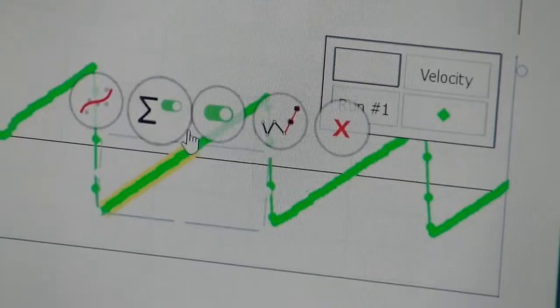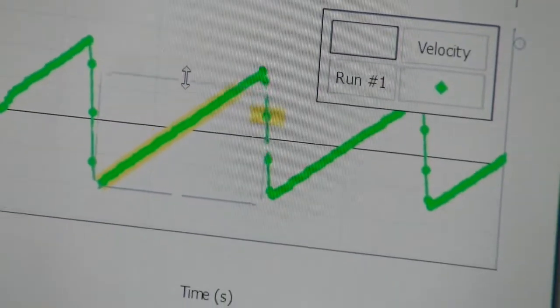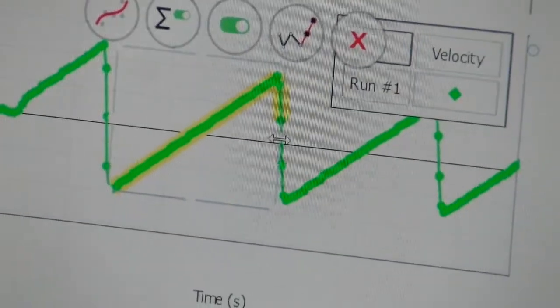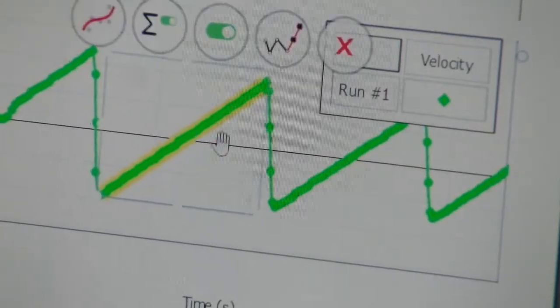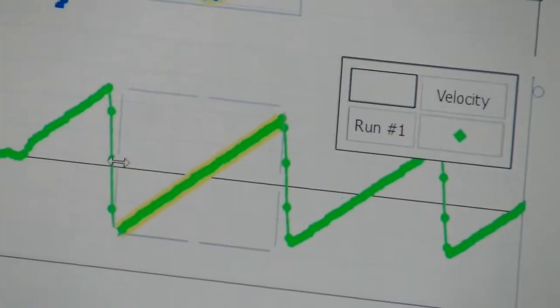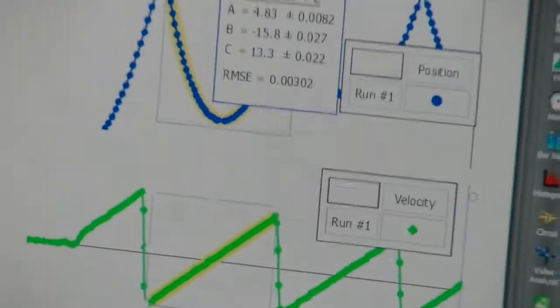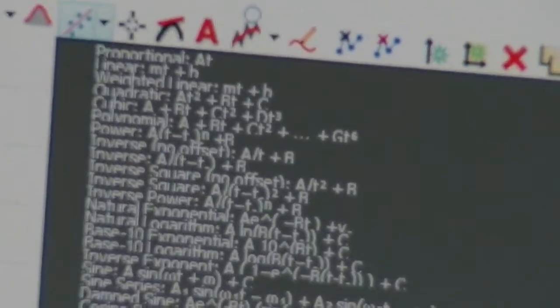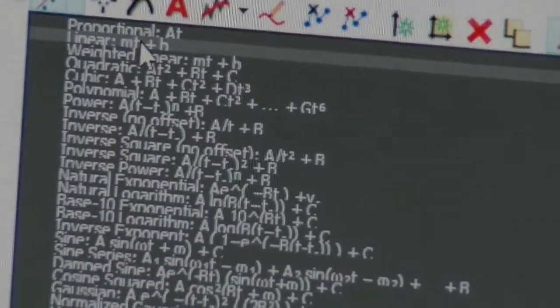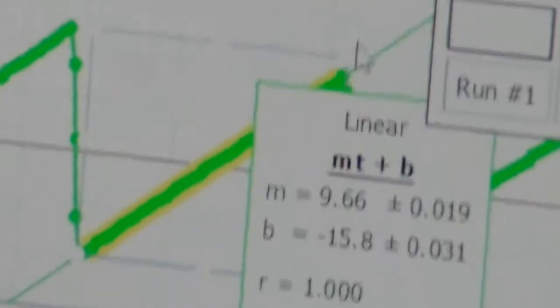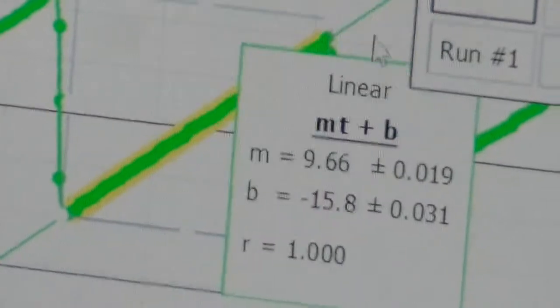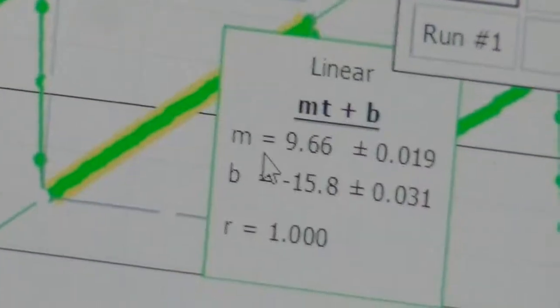So let us choose this line, the set of points in this line, and let us try to fit a straight line here. So we again click on the fit button and choose linear fit this time, and not proportional because we have an intercept. So let us just choose linear, and as you can see, it has fitted a straight line on the points, which is the line of best fit. And you have the two constants.